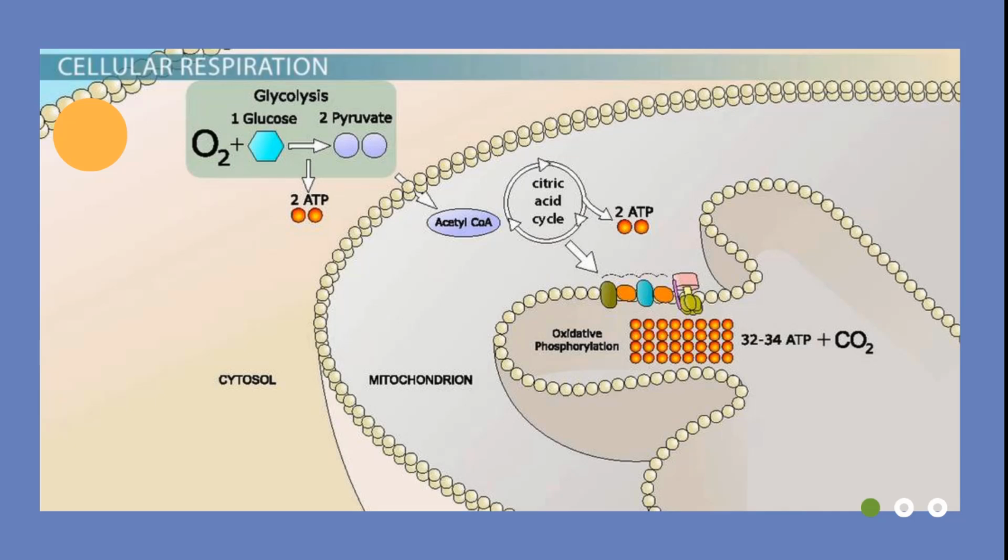Citric acid cycle, 2 molecules of ATP. But then at the very end there, that electron transport chain that you see in the inner membrane of the mitochondria, producing all those orange ATP, 32 to 34 ATP, varying depending on the efficiency of that electron transport chain. So just a summary of what I said here that we all learn in our basic biochemistry classes.